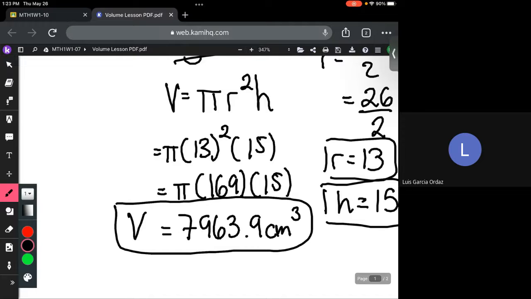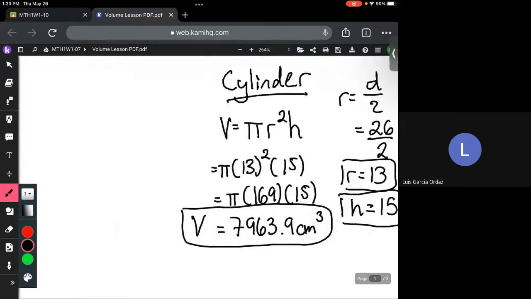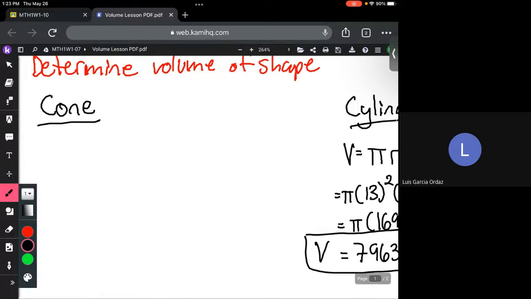All right. So the last thing we need to find is the volume of a cone. So what's the volume of a cone? How do you find that formula? Use your sheet. The one with the pi and the r squared and the h and the division by 3. Pi times r squared times height, divided by 3.